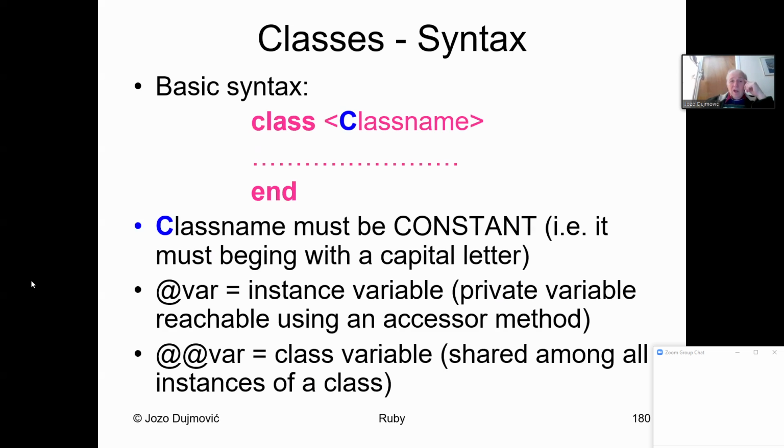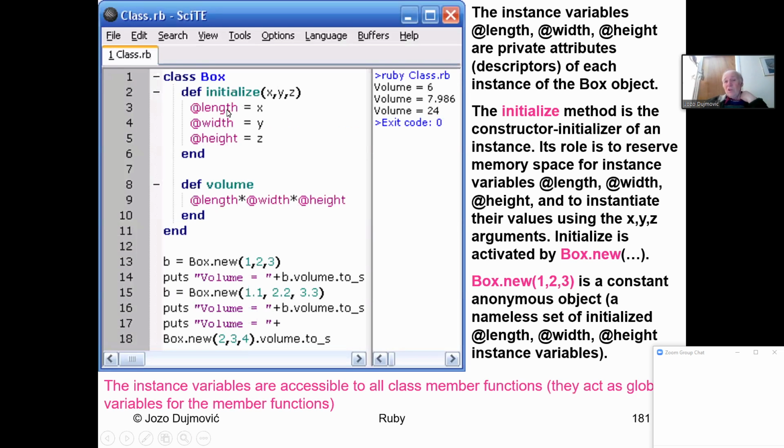So let us now use this to create a class called box. So what is box? Box is any box that has length, width, and height. So the three dimensions we have. And the class box will start here with the keyword class. Box is capital B because that's the name of the class. And then when we define everything, end will be here. So between class and end, we have to define everything that we want to have in this class.